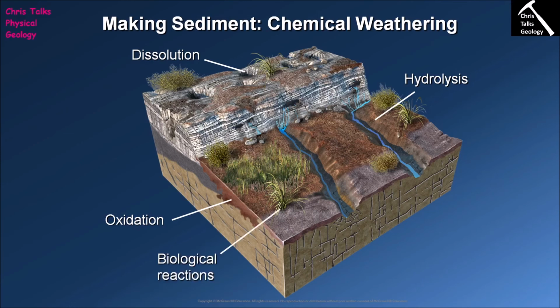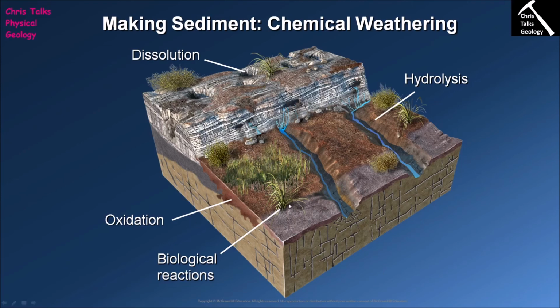The final kind of chemical weathering is biological reactions, and biological reactions can take a number of forms. So, for instance, there are certain species of bacteria that will actively break down rocks. There's also the types of biological reactions associated with decomposing organic material. So when this plant dies, it will decompose, and that will often produce quite acidic fluids as part of that process. And obviously these acidic fluids can then react with the rock and cause it to chemically weather.